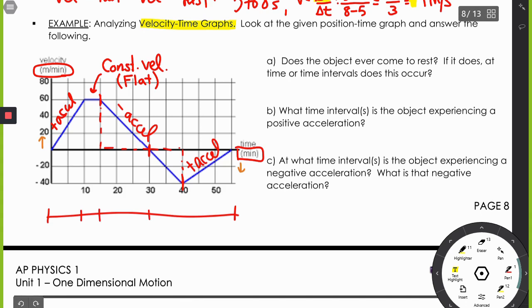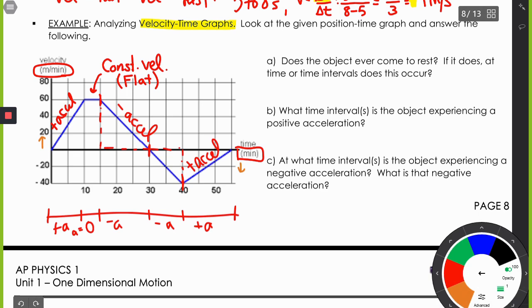I'll break it up in two segments so we can remind ourselves of that. So we have a positive A, we have A equal to 0, not at rest, but A equal to 0. We have a negative A, positive A. Even though this part is below the x-axis, it is a positive acceleration because that is a positive slope.